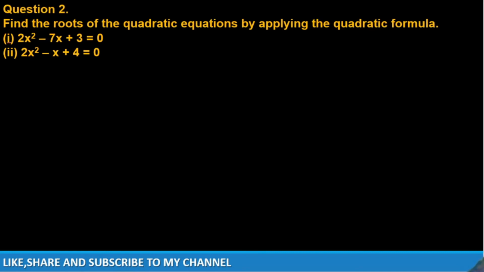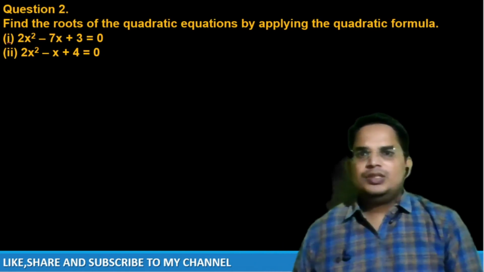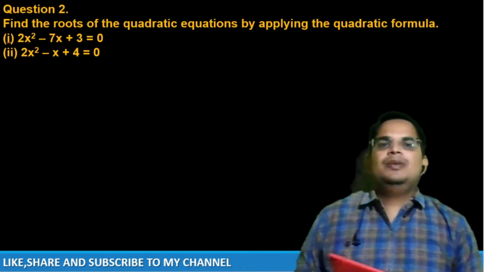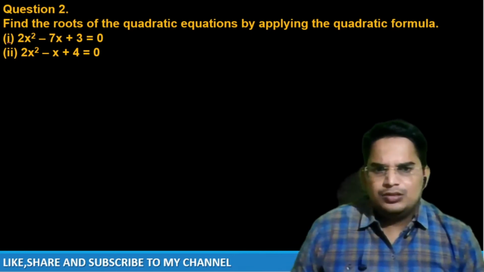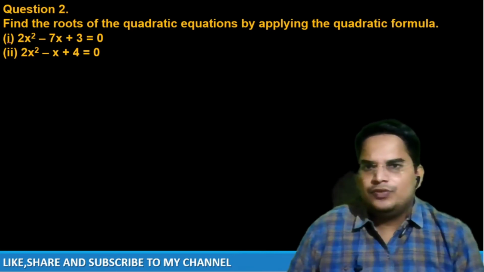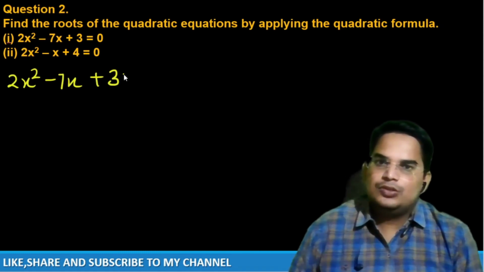Okay, let's see the next question. Question number 2. In this question, children, it is mentioned that find the roots of the quadratic equation by applying the quadratic formula. Very easy question. Let's see how to do this question with the help of the quadratic formula. First of all I will write down what is given here: 2x² − 7x + 3 = 0.